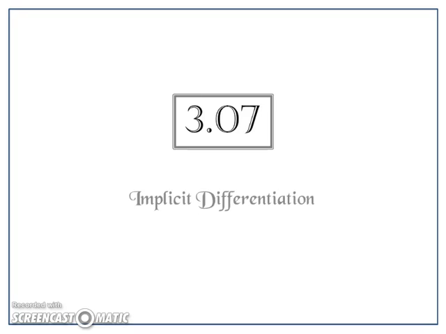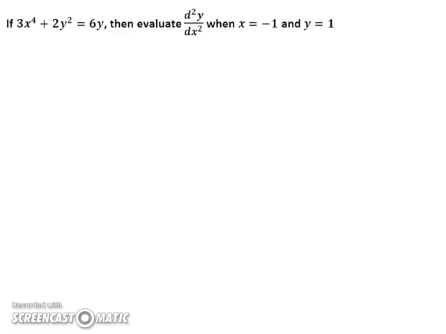Okay, one last implicit differentiation video. This one involves doing the second derivative. So here we go. If 3x to the fourth power plus 2y squared equals 6y, evaluate the second derivative when x equals -1, y equals +1.